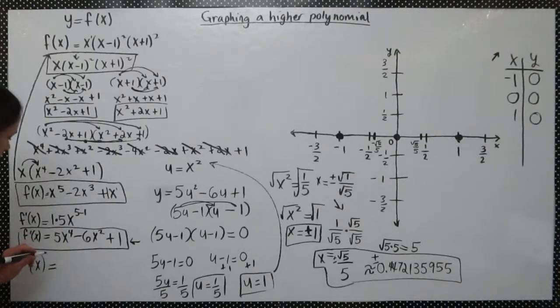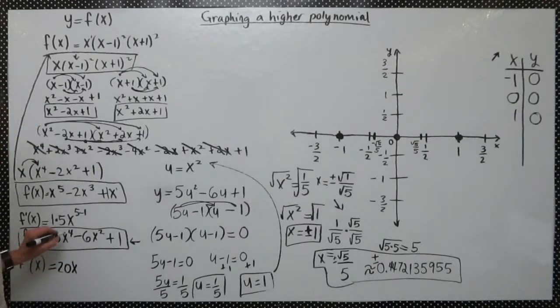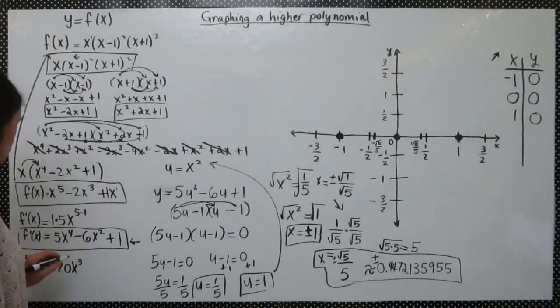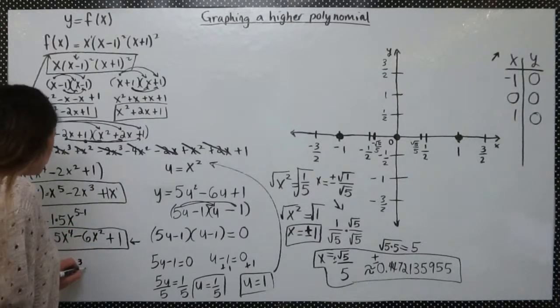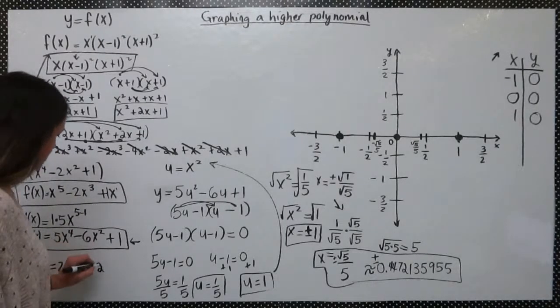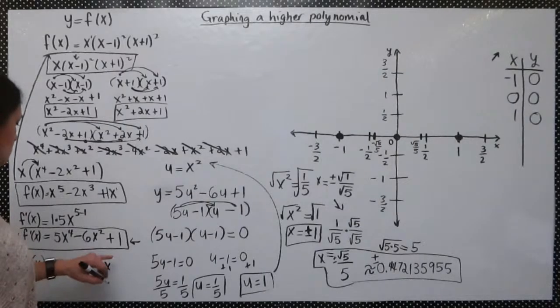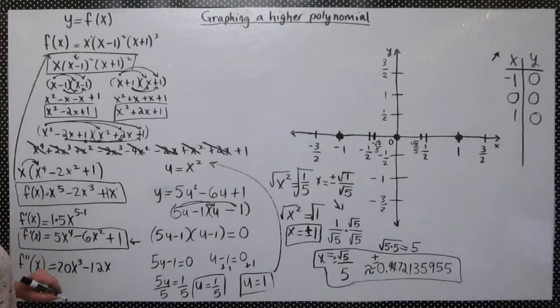5 times 4 is 20, and then that's going to be x cubed. And 6 times 2 is 12, minus 12 x. And then that's nice because that plus 1 term is going to drop off and I can factor an x out of this. Nice. All right, I think that this is my second derivative here. So I can also find the zeros pretty easily here on this one.